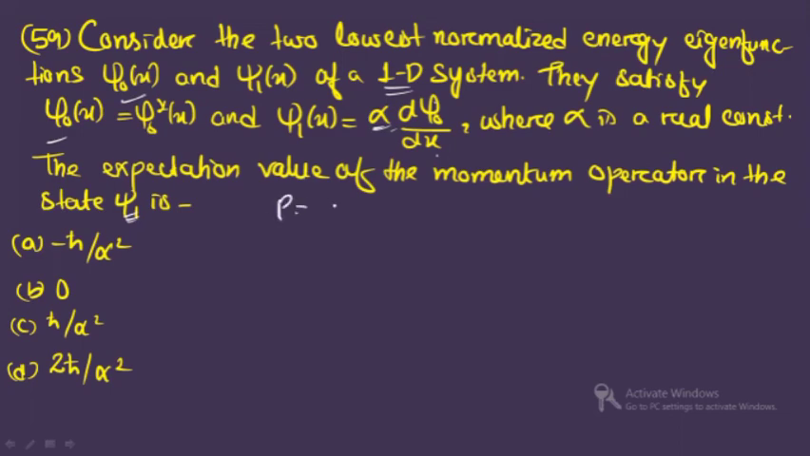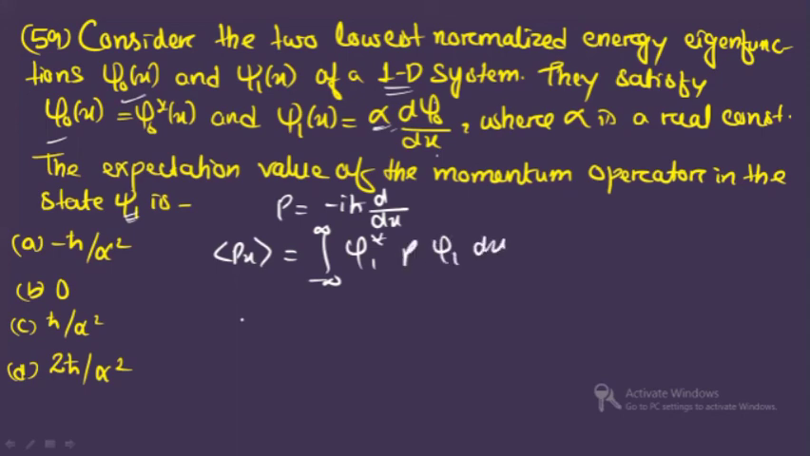So we know the momentum operator P equals what? Minus iℏ d/dx, right? And you have to find its expectation value. So the expectation value of p_x equals what? The integral from minus infinity to plus infinity, in the state ψ₁ we have to find, so it is ψ₁* p ψ₁ dx.